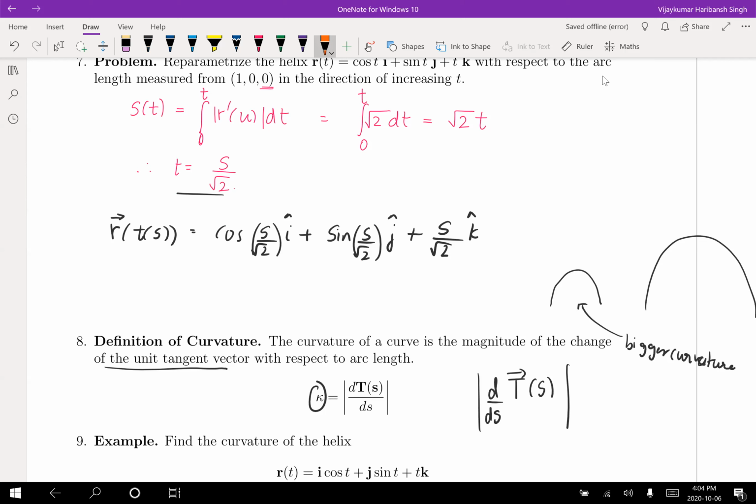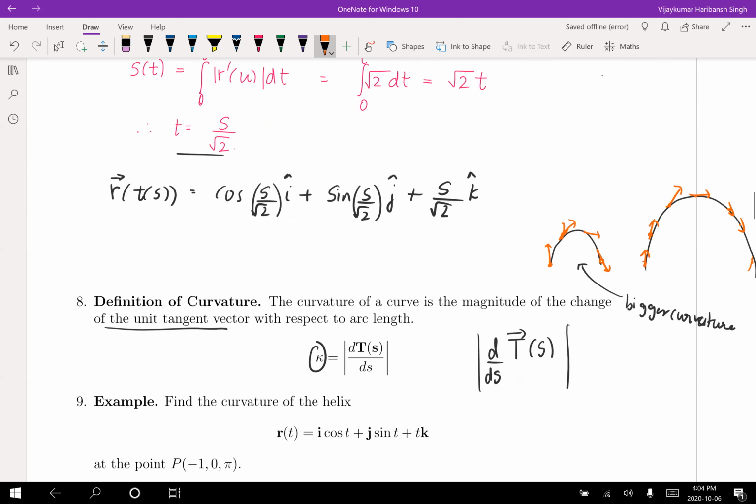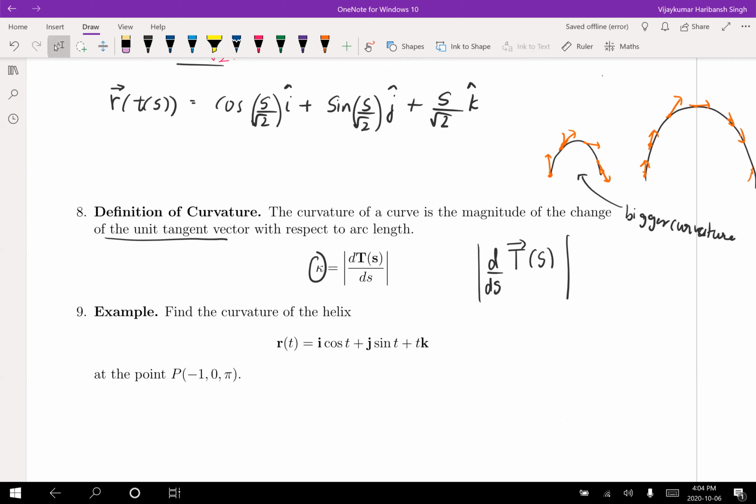And if you think about the tangent, the tangent line changed from here to here, it's already in the opposite direction. Whereas here, compared to the arc length, it takes relatively longer than the first one to turn back. Okay. So this is what we capture by curvature. Curvature is, again, the magnitude of the change of unit tangent vector with respect to arc length: dT/ds.